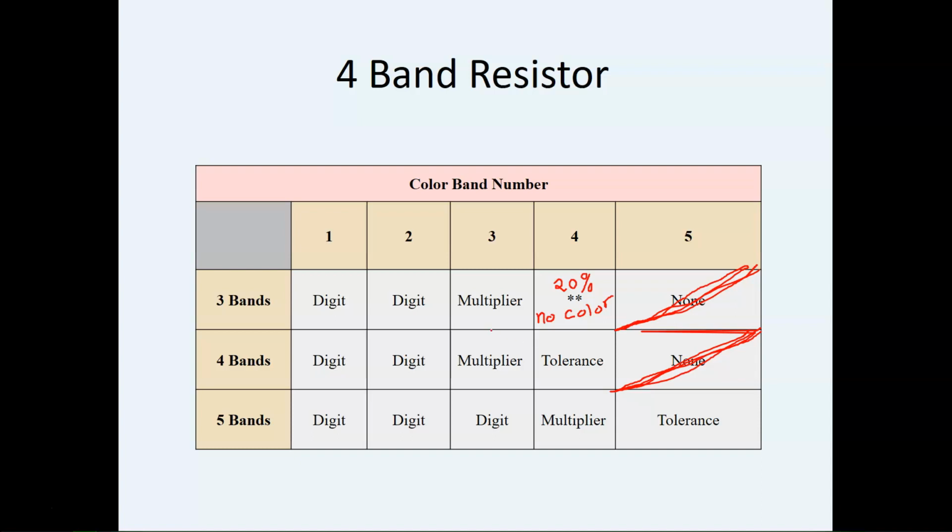And then you have a 5-band resistor, which has 3 digits before you come to your multiplier. So this right here is where you're going to have to be careful. What matters is how many digits come before your multiplier. And then you also have to worry about where your tolerance band is. That tolerance band is always the last band. You will always have a minimum of 2 digits in front of that multiplier before you come to your tolerance.